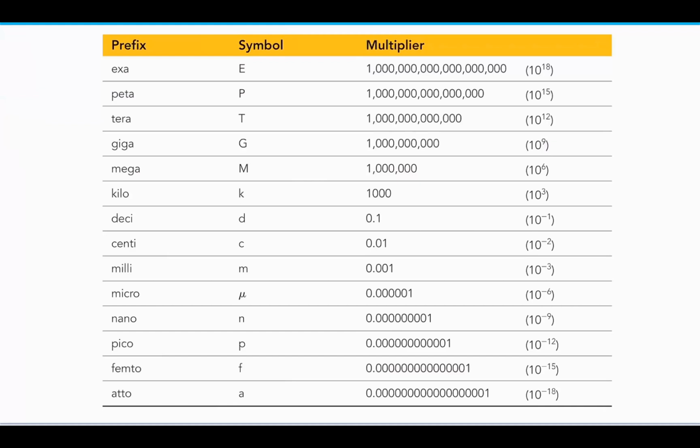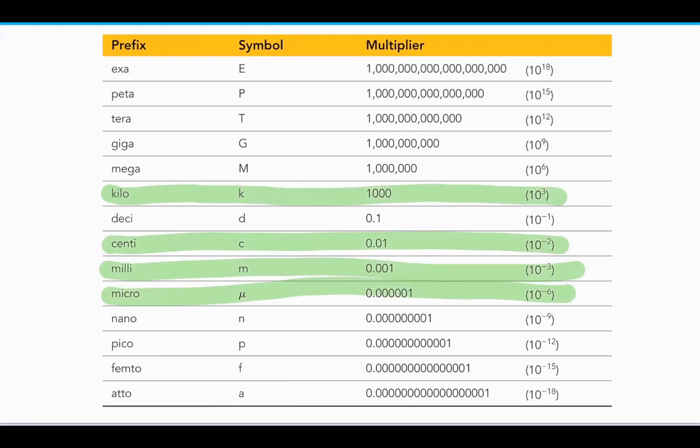And I'll just highlight for you the most common ones: kilo, centi, milli, and micro. And if you're a big old nerd like me, then you could remember these because it's the same as units of storage for computers, or at least approximately. So a megabyte is 1,000,000 bytes. A gigabyte is 1,000,000,000 bytes. A terabyte is another 1,000 times larger than that.